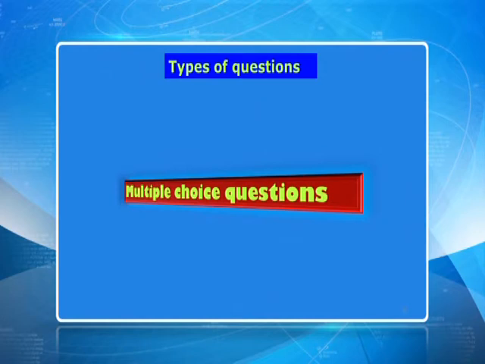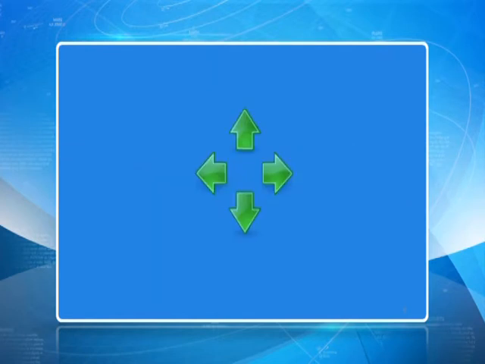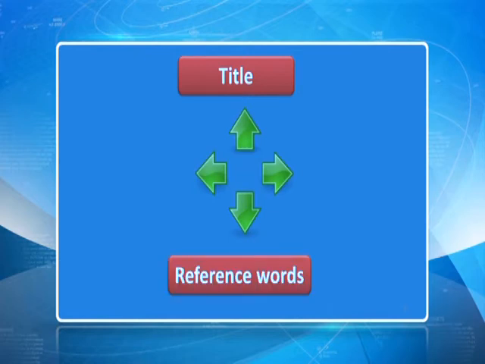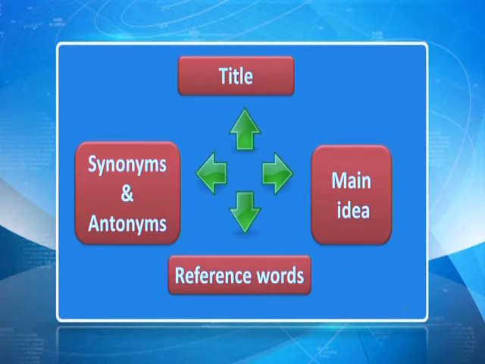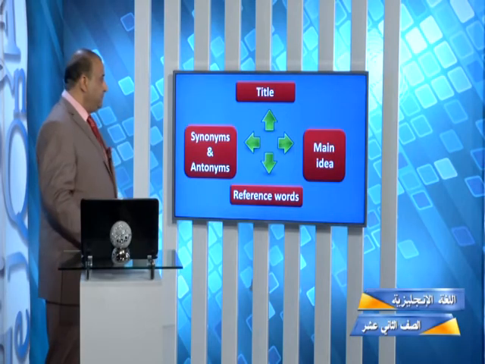Now let's concentrate on the multiple choice questions. What kind of questions will you be asked to answer? You will be asked questions related to the title, for example, of the passage, or reference words. You will have an underlined word, and you will be asked, what does the word refer to? Or you will be asked to give the main idea of a certain paragraph. The last multiple choice question can be about synonyms. Synonyms are words that have the same meaning, and antonyms are opposites.